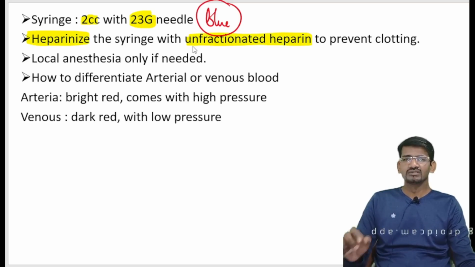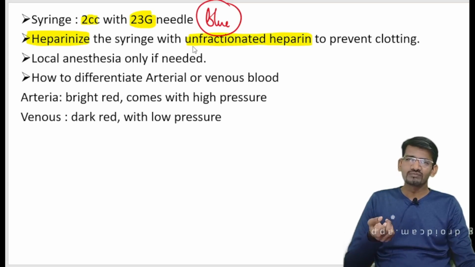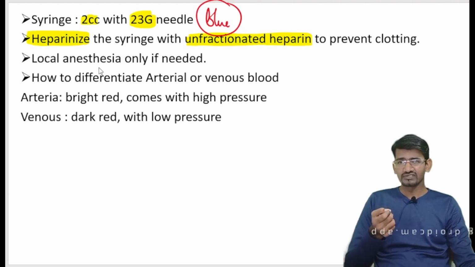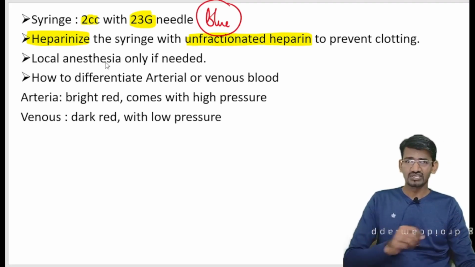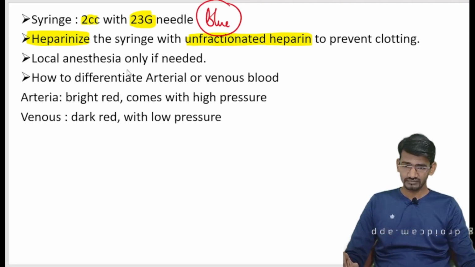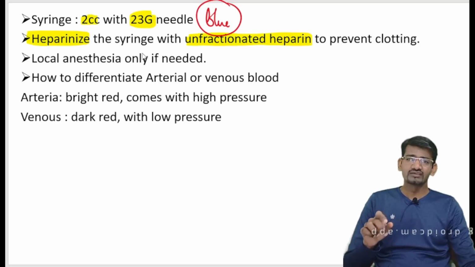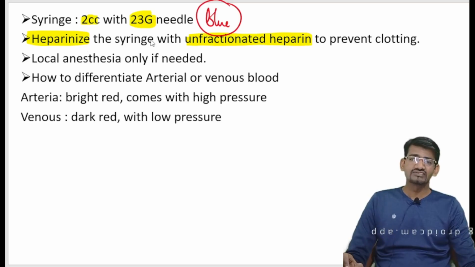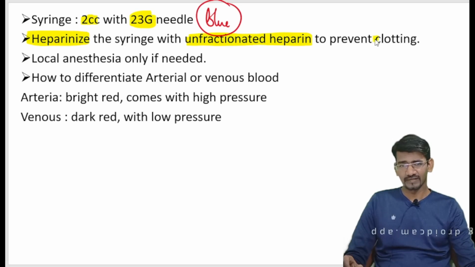In routine blood investigations, we take venous blood in a vacuum container and send it to the lab. But here, we draw the blood in the syringe, and that same syringe will be sent to the lab for reporting. To prevent clotting, we should heparinize the syringe with unfractionated heparin.